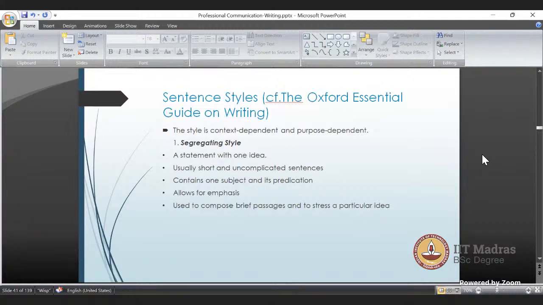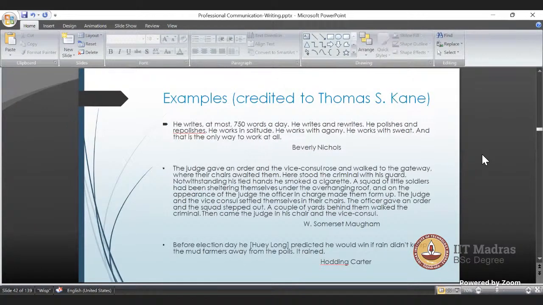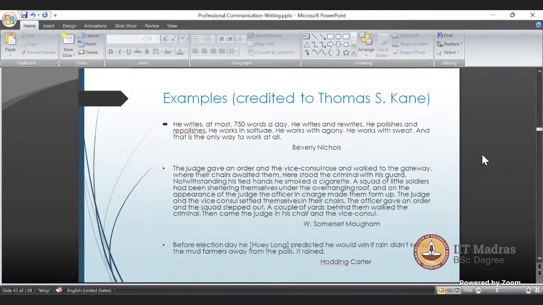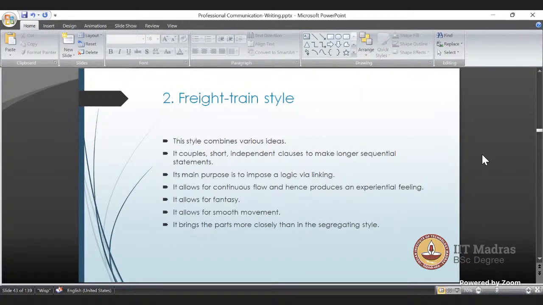Under that, we looked at segregating style. Remember this, we looked at these examples. They were short, uncomplicated sentences, usually with one subject and its predicate, right? We talked about this at length in the last class, right? Then we looked at the kite train style. Unlike your first style, which is segregating style, this one helps you build a logical connection, and via logical linking, it helps you have an experiential feeling of what is being described.